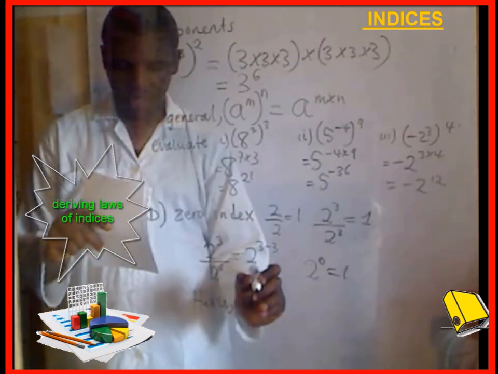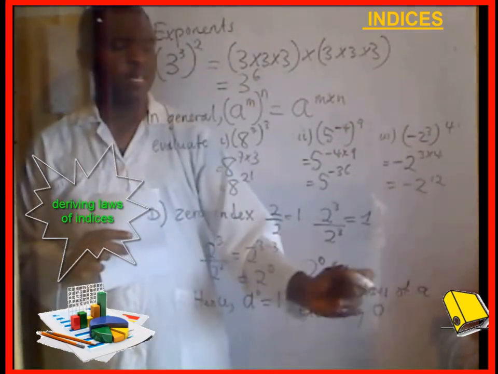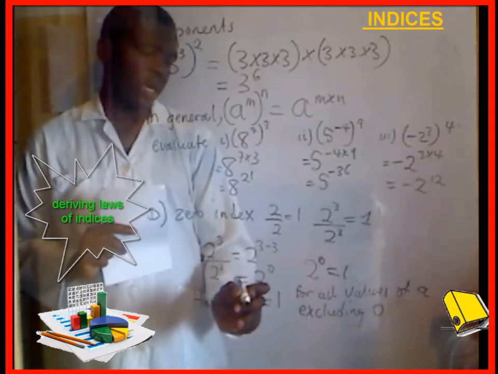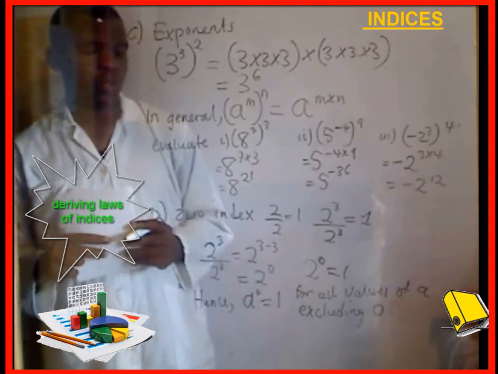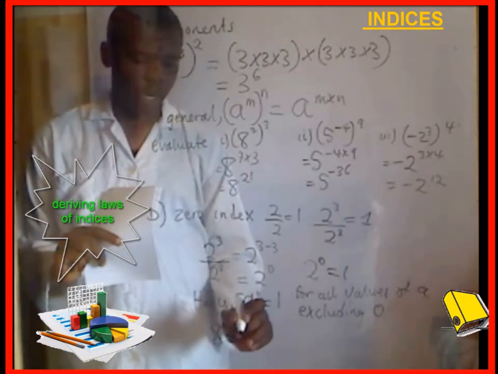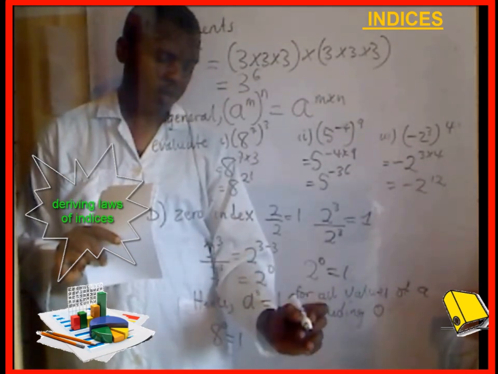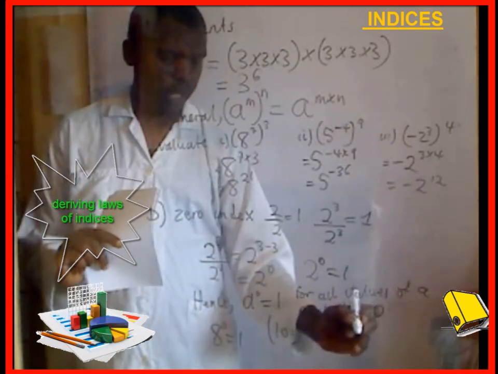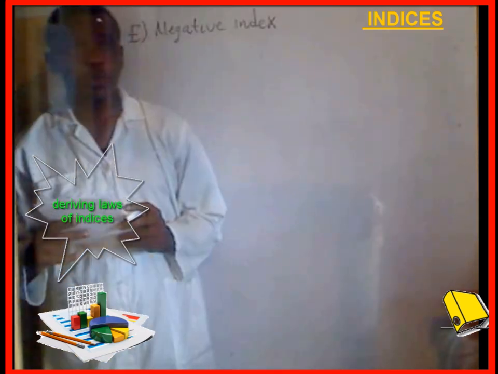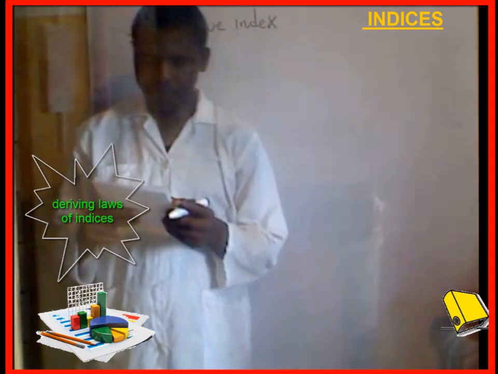A raised to the power 0 is equal to 1 for all values of a excluding 0, which therefore means that a cannot be equal to 0. So if we're given 8 to the 0, it will be equal to 1, 101 raised to the power 0 is equal to 1, minus 23 raised to the power 0 is equal to 1. Let's look at the fifth law that concerns negative index.